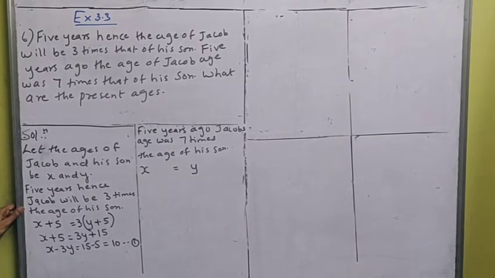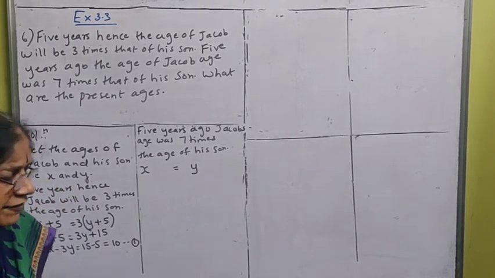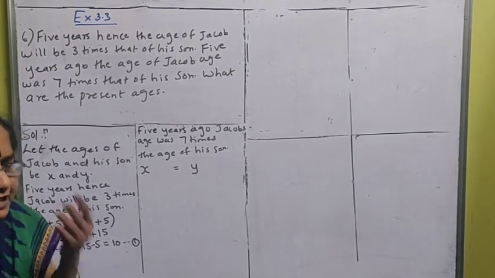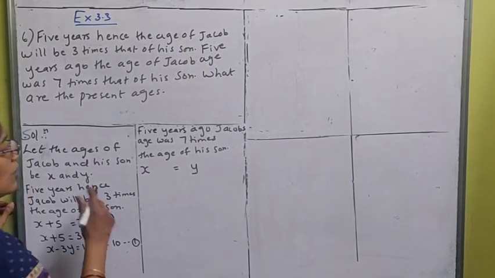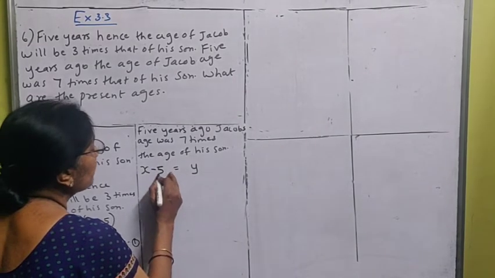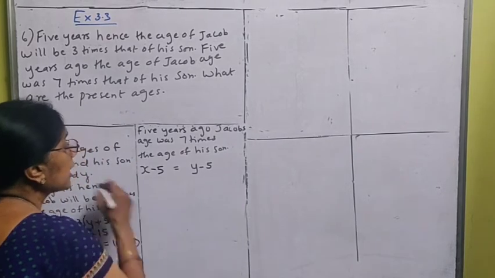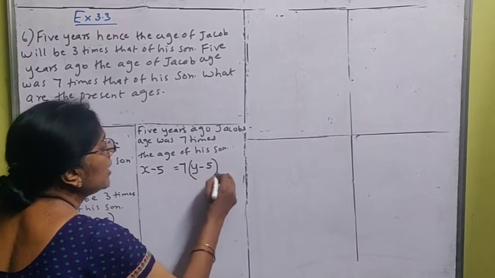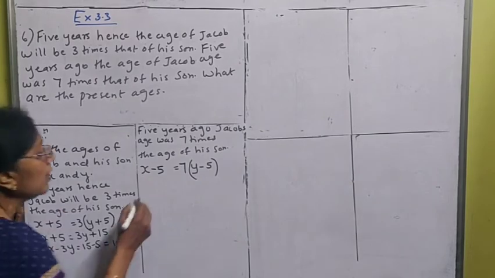Ago means before. Same example I take: if you are 15 years, 5 years ago means 5 years before. What age will be yours? You have to subtract 5 from 15. So here also from x I am going to subtract 5 and from y I am going to subtract 5. And how much was Jacob? 7 times. So what is the age of the son? y minus 5. If you multiply by 7, it will become Jacob's age. So what will we get?